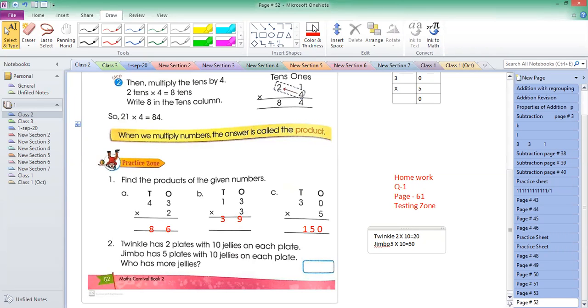I will take the answer from you. Who has more jellies, guys? Twinkle or Jimbo?